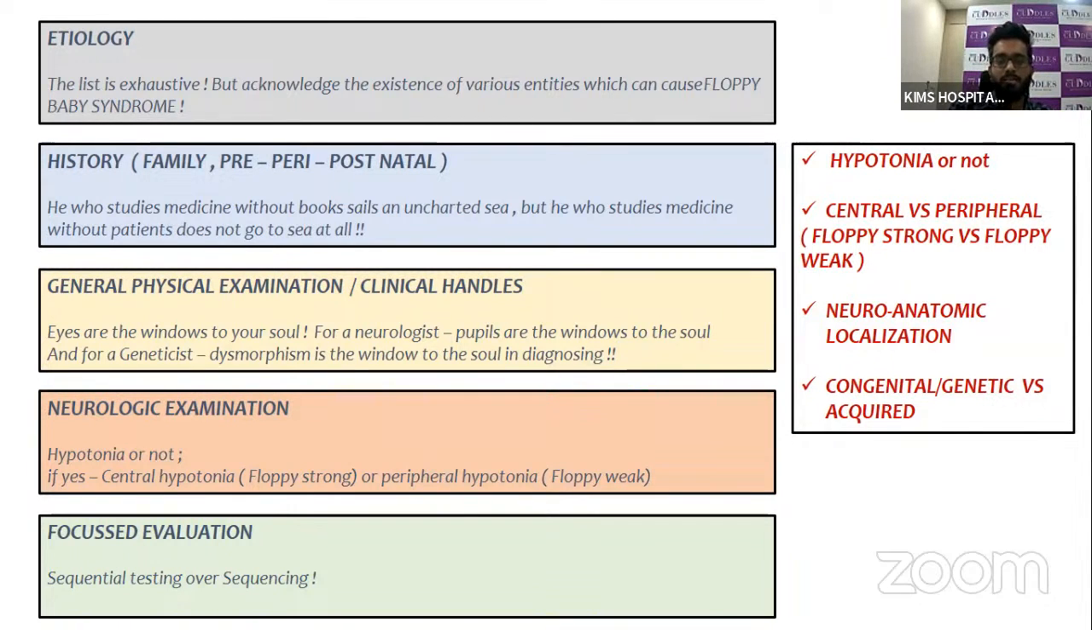So there are certain clues where you have to think, is it congenital or acquired? Based on this, you have to plan your evaluation. Okay, so let's begin with the etiological spectrum. The list is exhaustive, but we'll try segregating different causes.